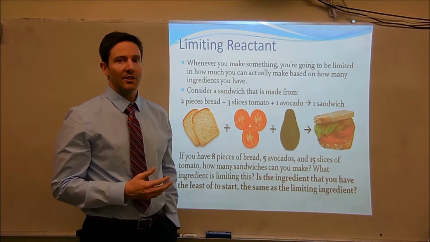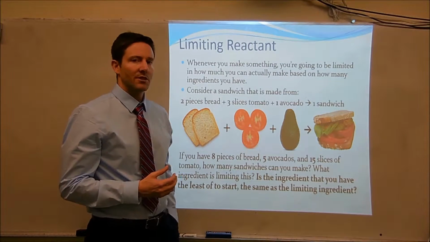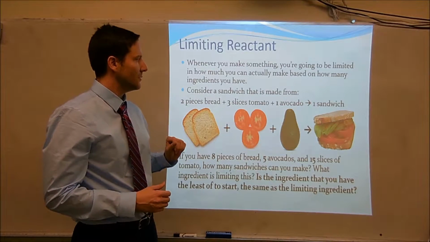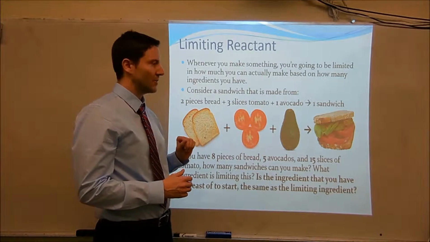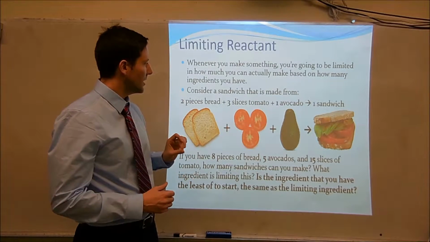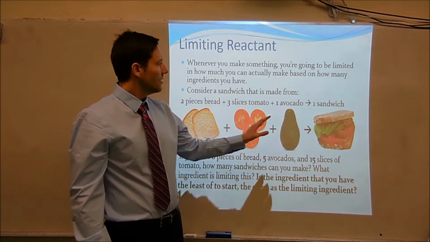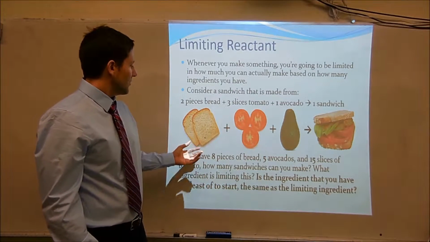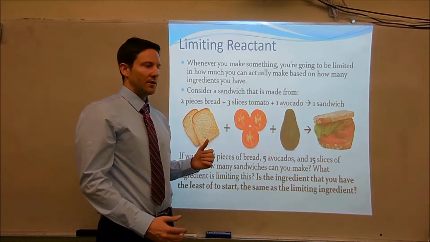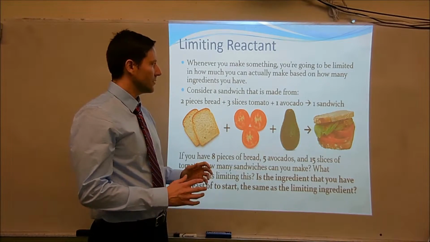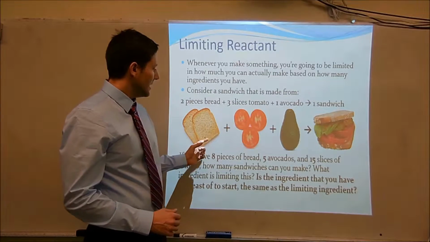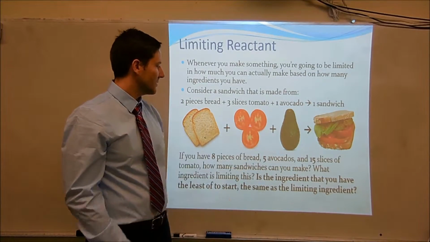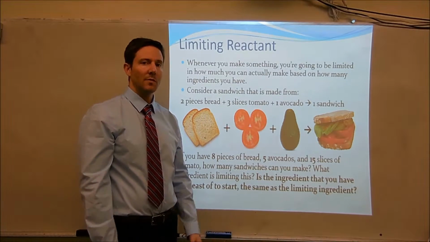Using a sandwich as an example, let's say your favorite sandwich is a tomato and avocado sandwich. And the best recipe you know for a tomato and avocado sandwich is 2 pieces of bread, 3 slices of tomato, 1 avocado. That makes you 1 sandwich. So now you're going through your kitchen and you're trying to get all these ingredients together, and you find that you have 8 pieces of bread, 5 avocados, and 15 slices of tomato. So how many sandwiches can you make from that?